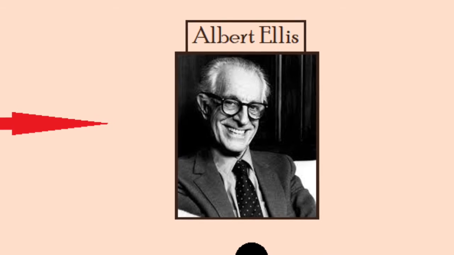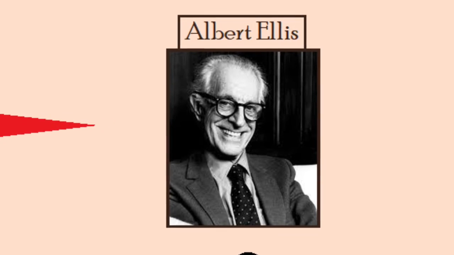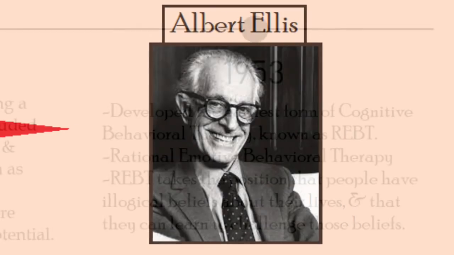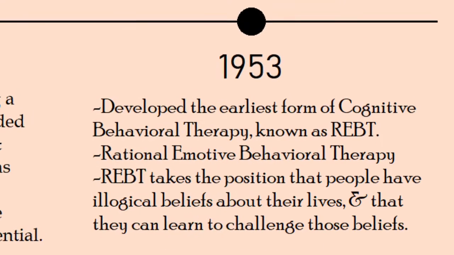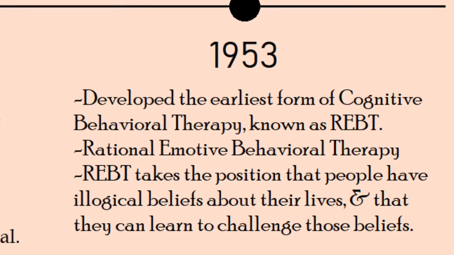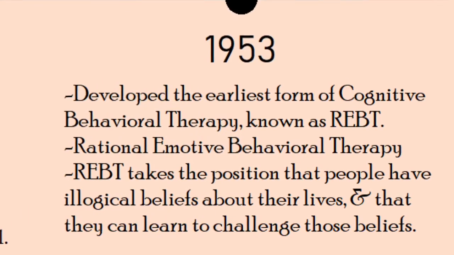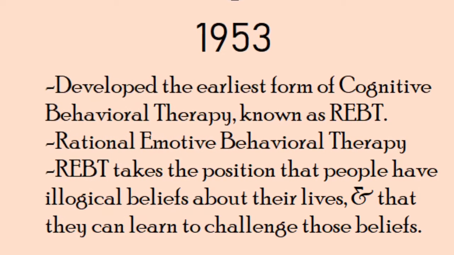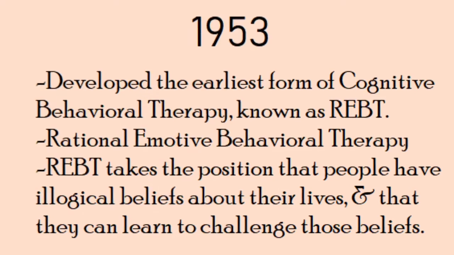In 1953, Albert Ellis developed the earliest form of cognitive behavioral therapy, which he referred to as REBT, which stands for Rational Emotive Behavioral Therapy. It takes the position that people have illogical beliefs about their lives and that they can learn to challenge these illogical beliefs.